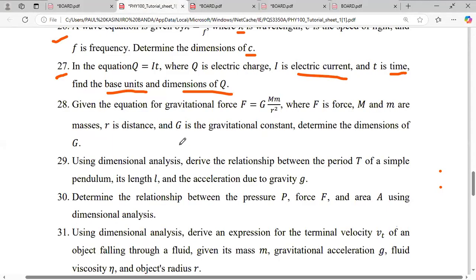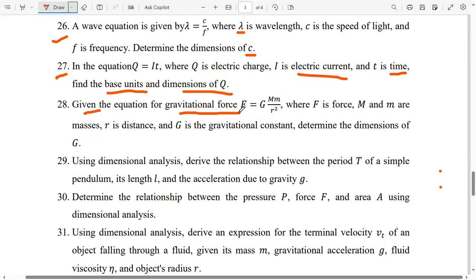Okay, so question 28, they're saying given the equation for the gravitational force, which is given by F is equal to G multiplied by capital letter M, small letter m divided by R squared, where F is the force, the capital M and the small letter m are both masses, and R is the distance, and G is the gravitational constant. So now the question is, determine the dimensions of this G.